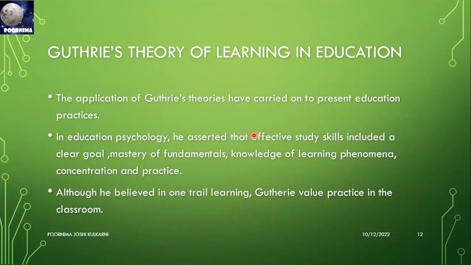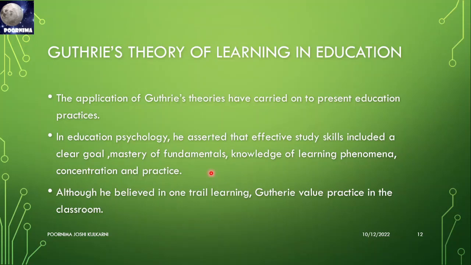In educational psychology he asserted that effective study skills include a clear goal. A clear goal should be there for the students, whether they want to go for IIT, or they want to do engineering or medical, they want to become a lawyer or actor, actress, dancer, singer. The goal should be clear. Mastery of the fundamentals: in whichever field they want to go, they should be masters of the fundamentals. They should be taught at the primary school level only.